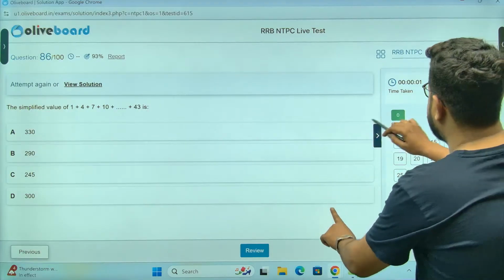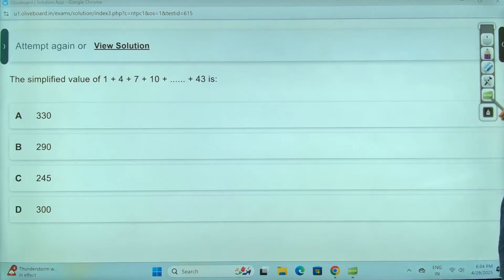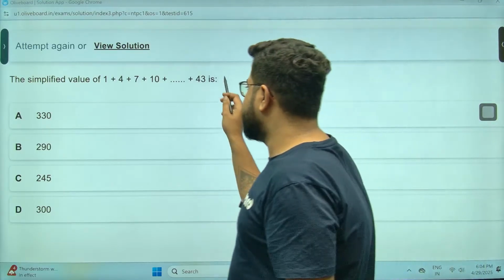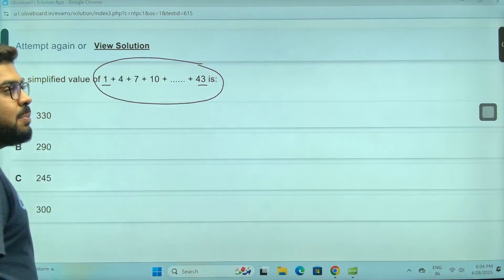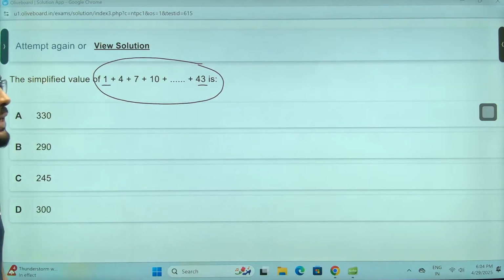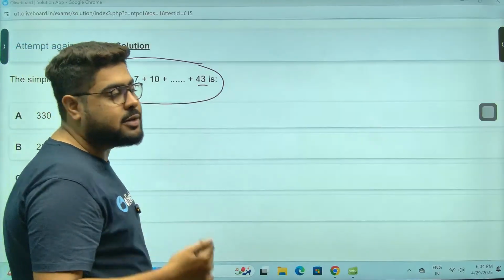The question is given on AP. We have an AP, and again I can use the sum formula, first term plus last term. But we don't have the value of n. First things first, I need to figure out the value of n. How many terms are there?